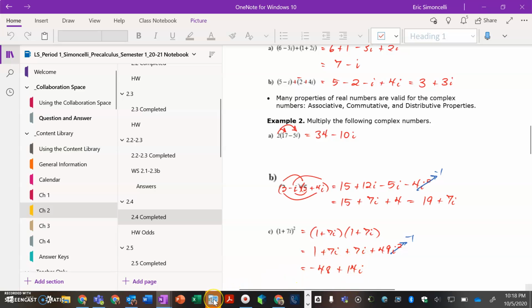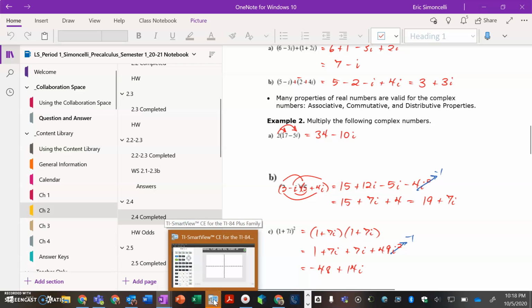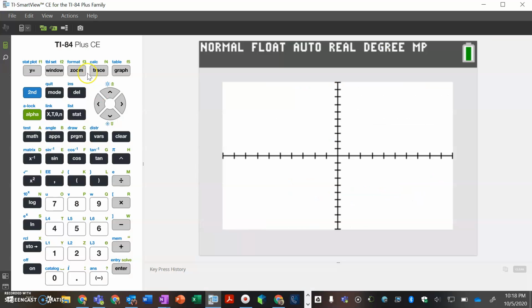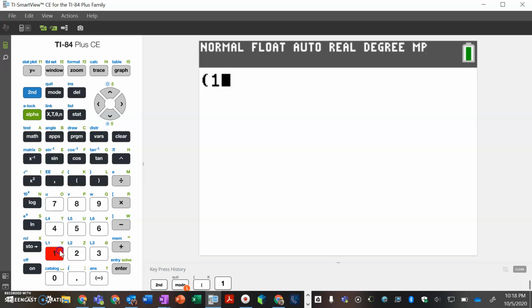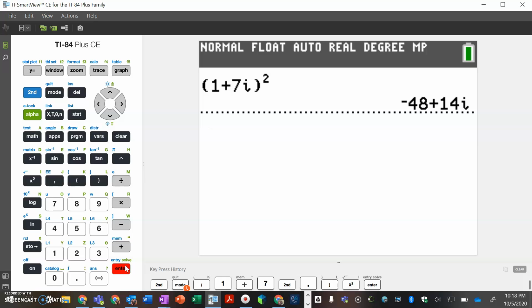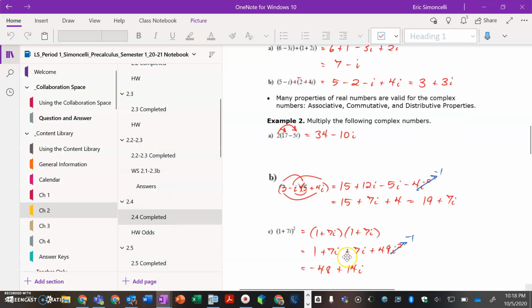So let's take a moment on the graphing calculator, and let's type in 1 plus 7i quantity squared. If we type this in, we're going to see 1 plus 7 and then second decimal point, and then parentheses squared. The calculator does know what i represents, and there you have it: -48 plus 14i. There it is.